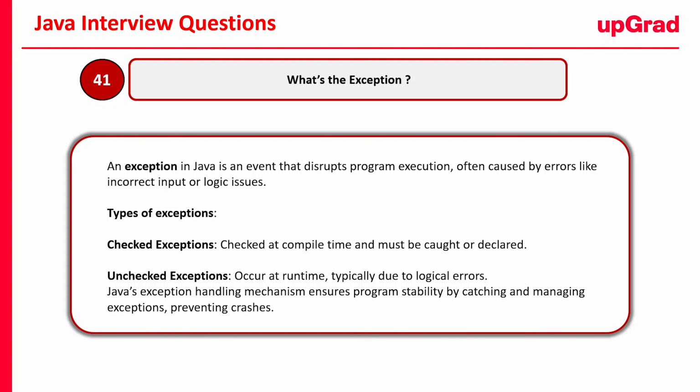So Java's exception handling mechanisms help maintain the stability of the program by providing ways to catch and handle these exceptions, preventing crashes. So this is how exception handling helps. So this was about exception.